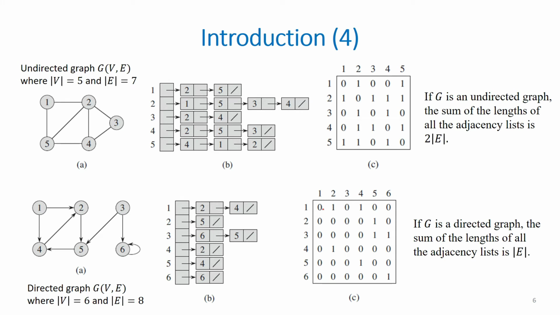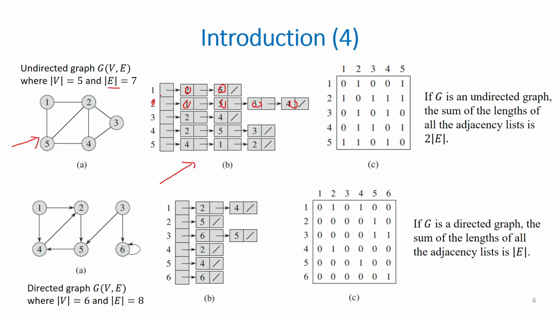Let's see how graphs can be represented using lists and matrices using this example. In the undirected graph shown here, there are 5 vertices and 7 edges. Using a linked list, it can be represented as shown over here. Here, each index holds a list of vertices to which it is connected. So over here, vertex 1 is connected to vertices 2 and 5. Vertex 2 is connected to vertices 1, 5, 3, and 4. Also, the total length of all the lists in the adjacency list representation shown here is 14, which is twice the size of the set E.